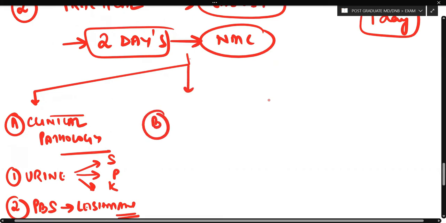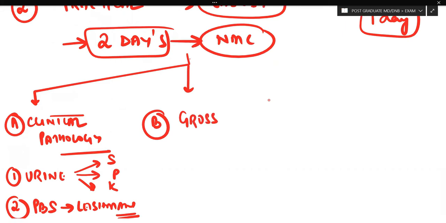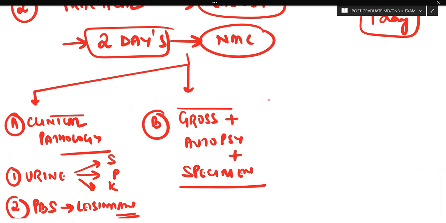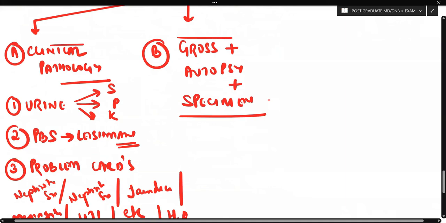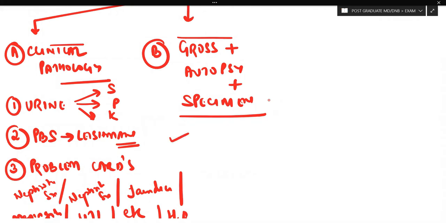Another section, section B, comes your gross plus autopsy plus specimen. There will be one table, or maybe in the grossing room, where you are doing your routine grossing. I'm just going to tell you each and everything right now. For the grossing aspect, whatever you have done, the basic grossing, you should know the grossing of the uterus, grossing of the breast, grossing of the colon, or for example, any mass that is given to you, then what are the steps of grossing? You might also have to perform a section over there and show it to the examiner.